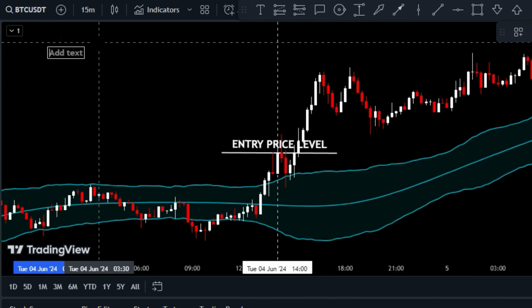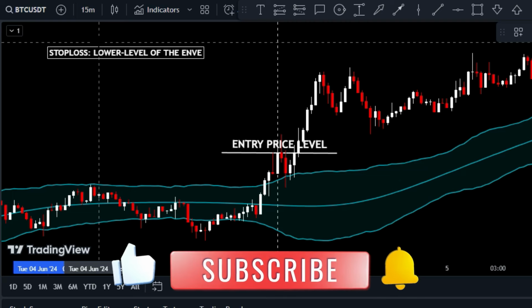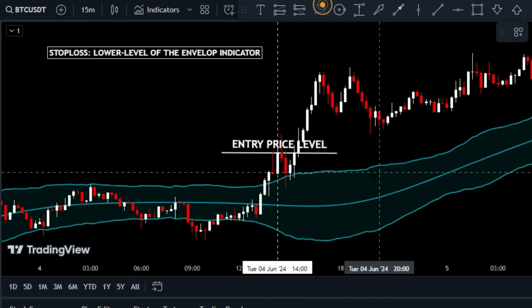Of course, no trading strategy is complete without solid risk management. So, to protect your hard-earned capital, set a stop loss for your trade using the lower level of the envelope indicator. This acts as your safety net, ensuring that any losses are kept to a minimum.